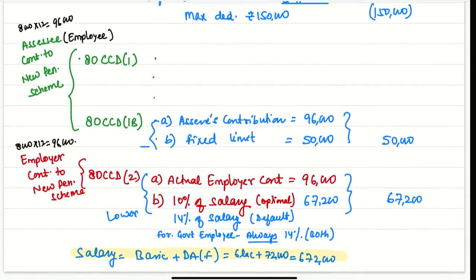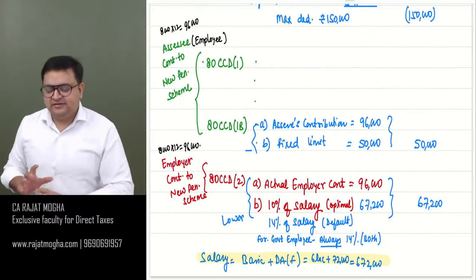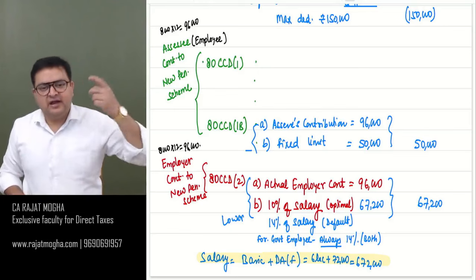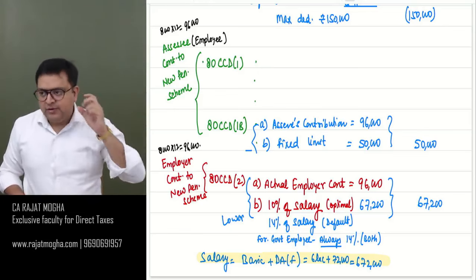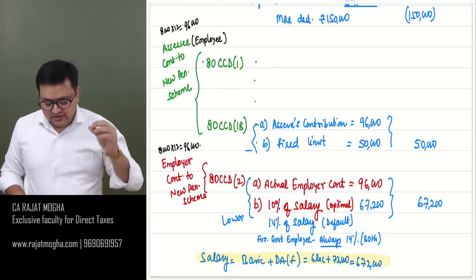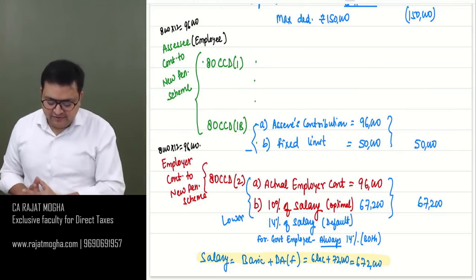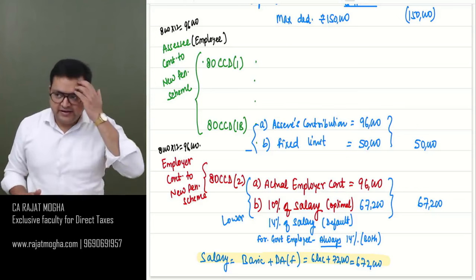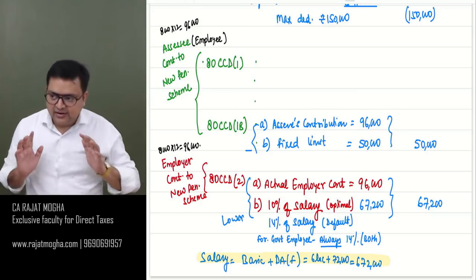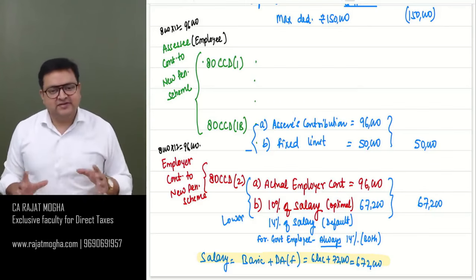Have you understood CCD1B also? See, 1B is very easy. CCD1 will come at last. In 1B, whatever the assessee is contributing, and fixed limit 50,000, whichever is lower is 50,000. 50,000 we will get. Everybody is okay? Now let us move to the last one, CCD1.